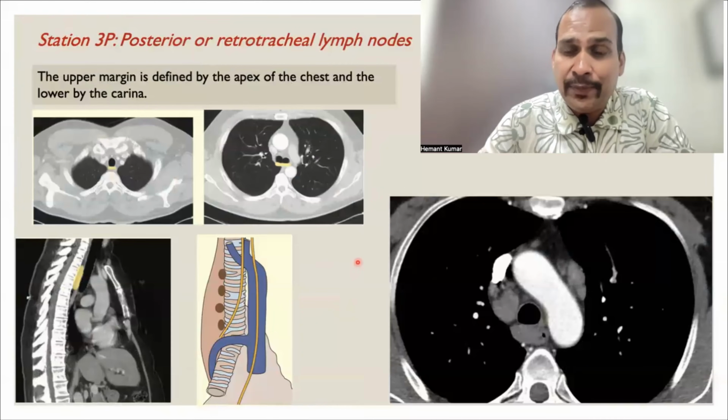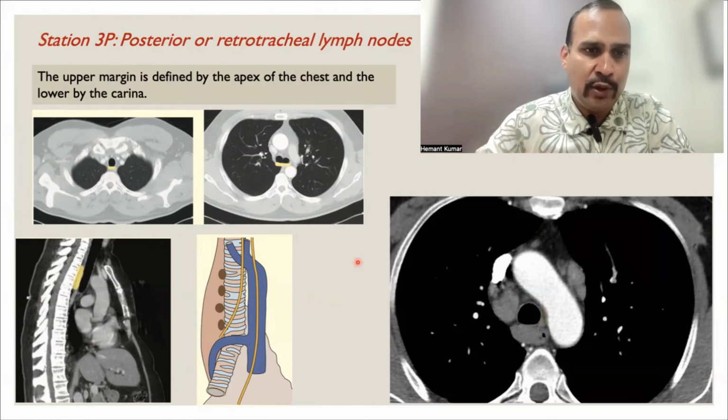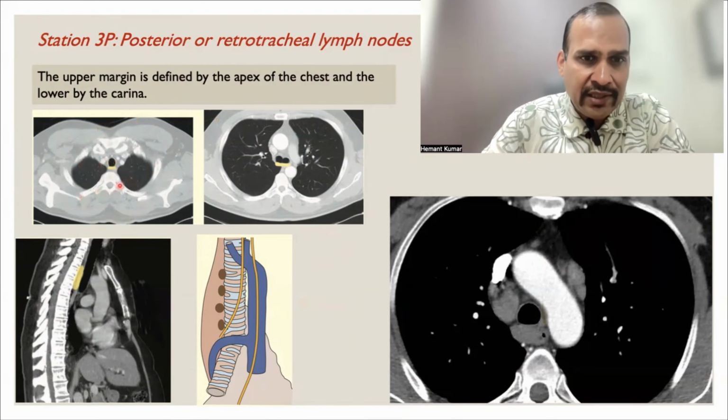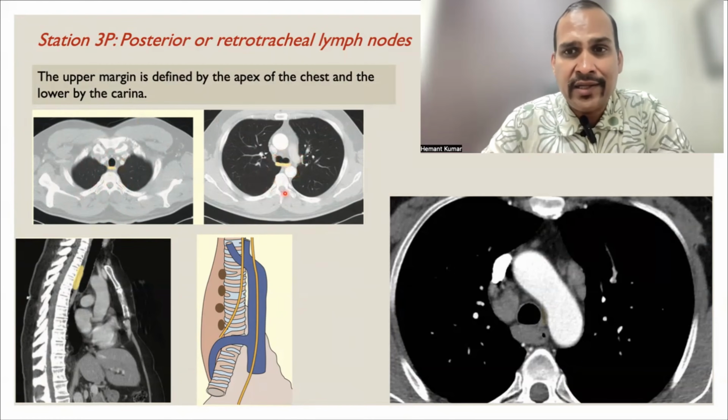Now coming to 3P. 3P is posterior to the trachea or posterior to the esophagus, just in front of the vertebral column. So you can see this extends from the apex to the bifurcation of the trachea, that is the carina.